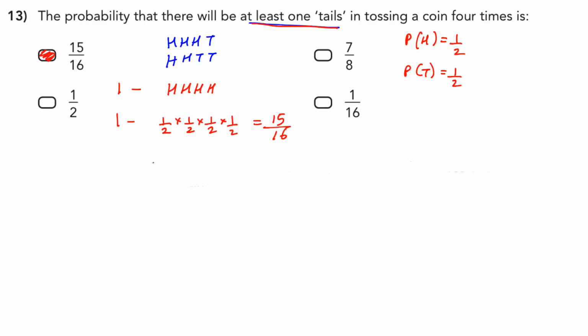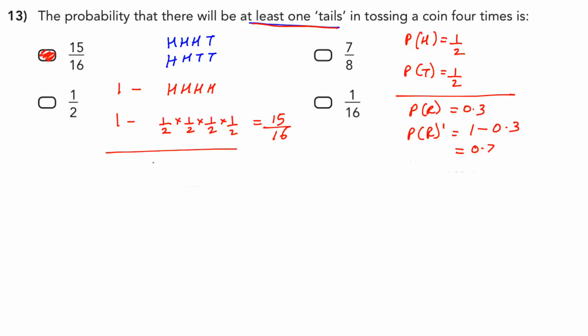Probability of something happening. Suppose I say probability of it raining is 0.3. The probability of it not raining is going to be 1 minus 0.3, which is 0.7. Probability is always equal to 1. That's why we subtract it from 1.